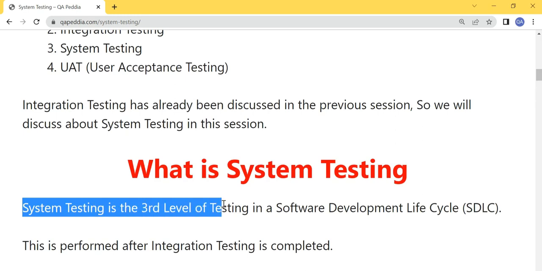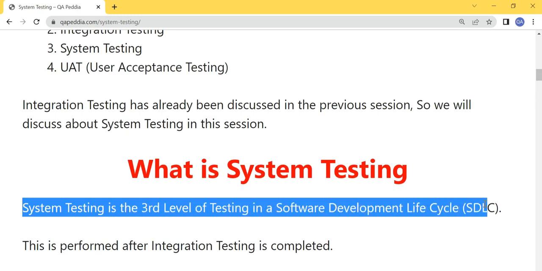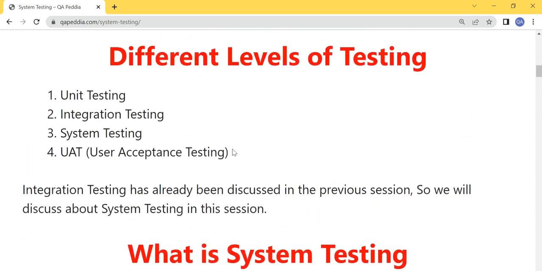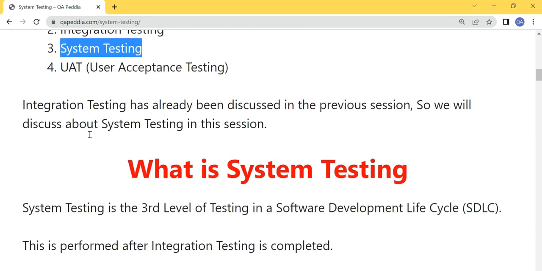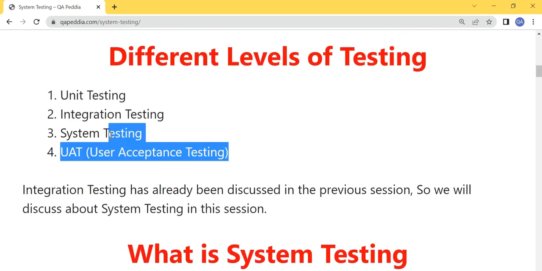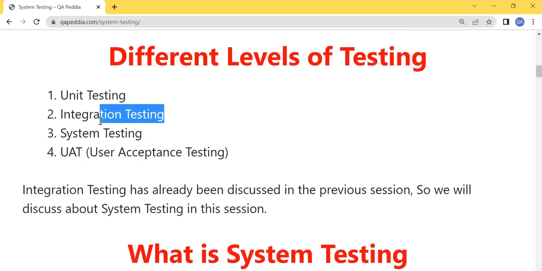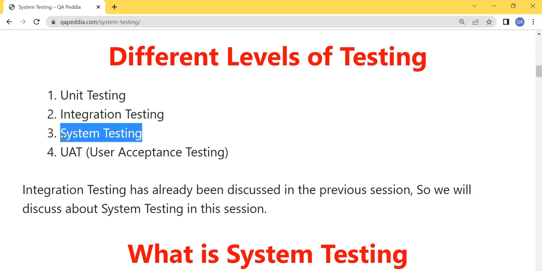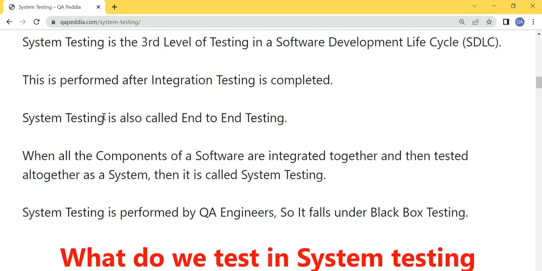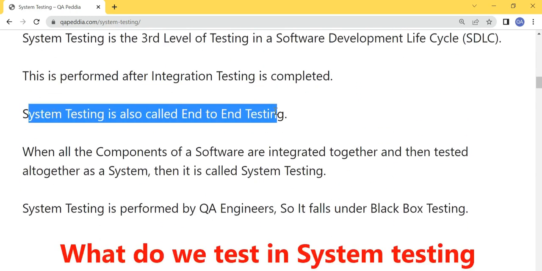System testing is the third level of testing in the software development life cycle. So we have already seen the different levels of testing, and system testing comes at the third level. This is performed after integration testing is completed. Integration testing comes before system testing, so system testing will only be done when integration testing is completed. System testing is also called end-to-end testing.